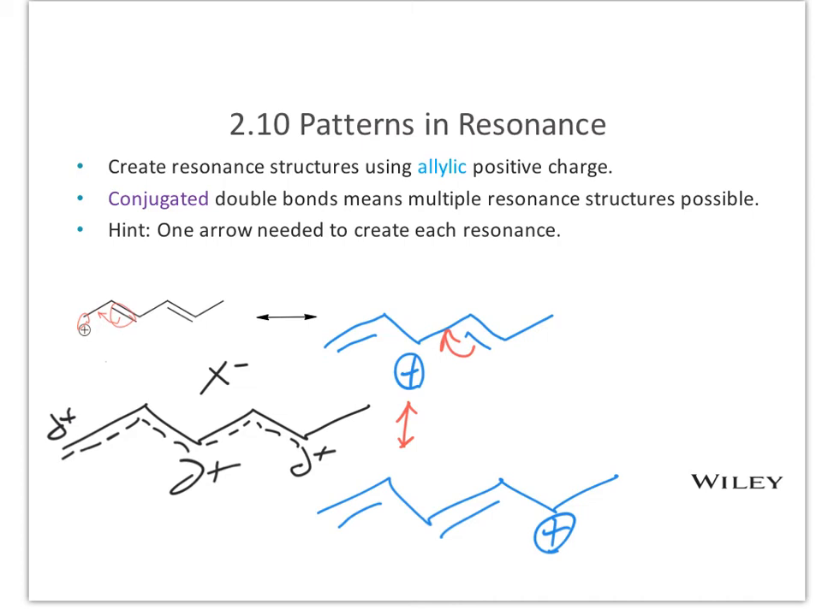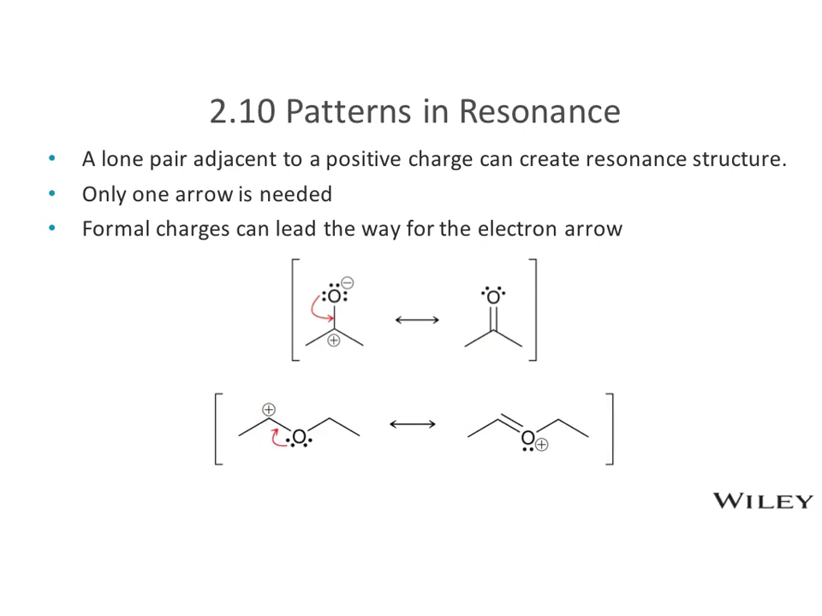What was the third pattern of resonance? A lone pair adjacent to a positive charge. I think that's what was next, okay? These are pretty straightforward, right? These are going to be pretty obvious. You're going to have an atom that has lone pairs and itself might also be anionic, and it's going to be immediately adjacent to an atom that has a positive charge. So anytime you have a lone pair immediately adjacent to a positive charge, that's screaming to be moved.